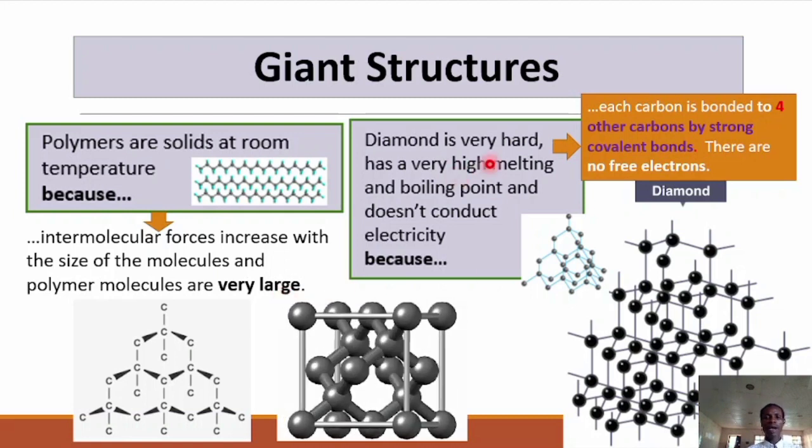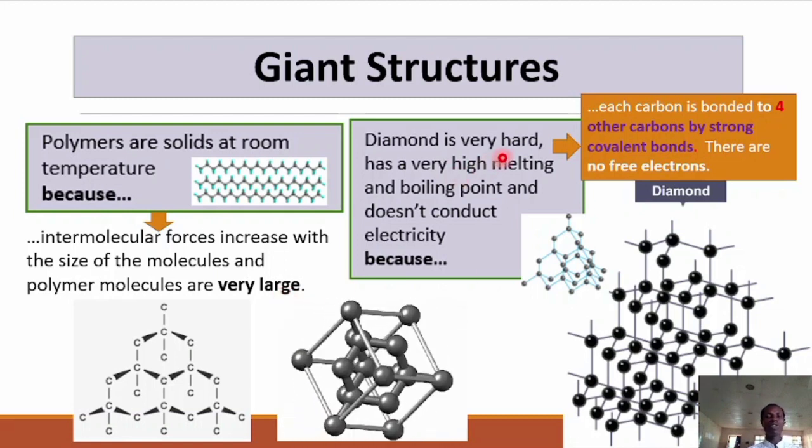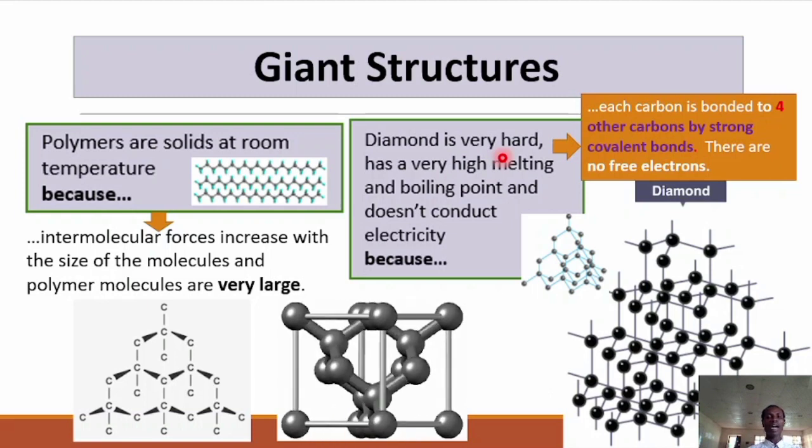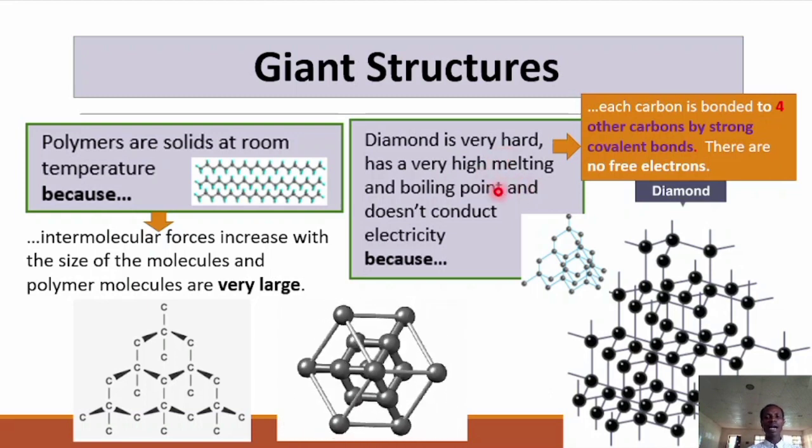Now let's talk about diamond. Diamond is an example of giant structure. Diamond is very hard. It has very high melting and boiling point.